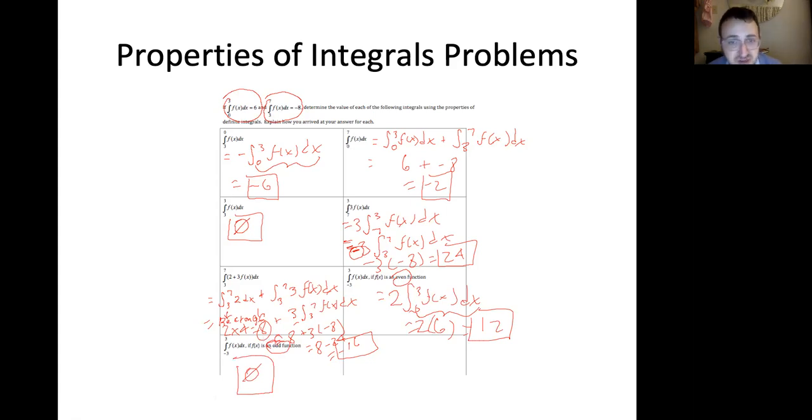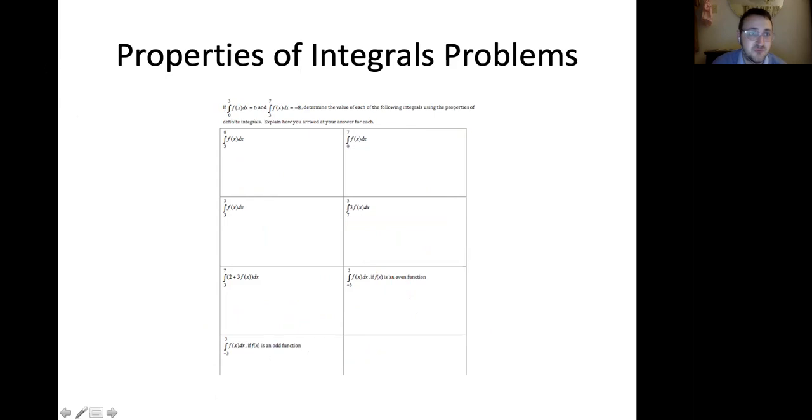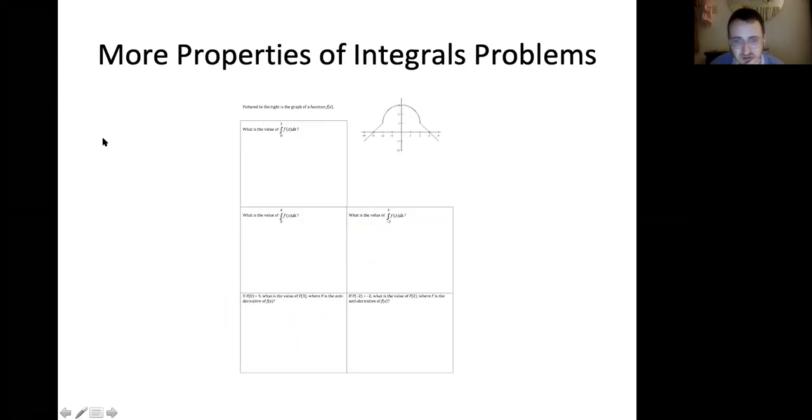So those are properties of integrals when it just comes to equations. Now let's take a look at a graphical example too. I really like this graphical example here. What I would do immediately is shade things up, and I'm just going to do them one at a time.